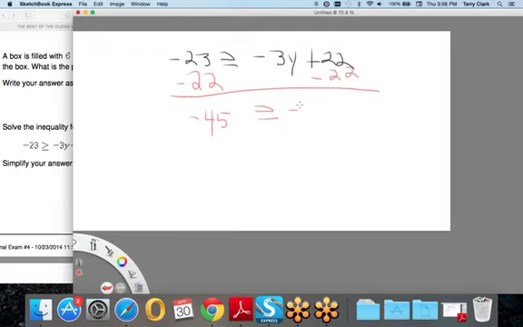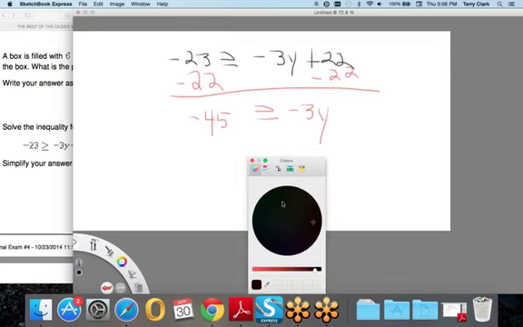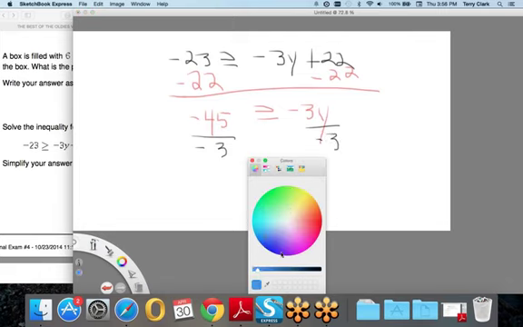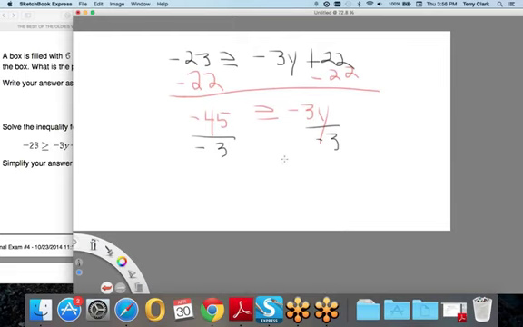And that's going to equal negative 3y here. Now, when we divide both sides by negative 3, it's going to bring us across a rule that we need to know. That rule states that anytime you divide both sides by a negative number or multiply both sides by a negative number, it causes your inequality sign to reverse. So the sign is going to reverse here, simply because we divided both sides by a negative 3.